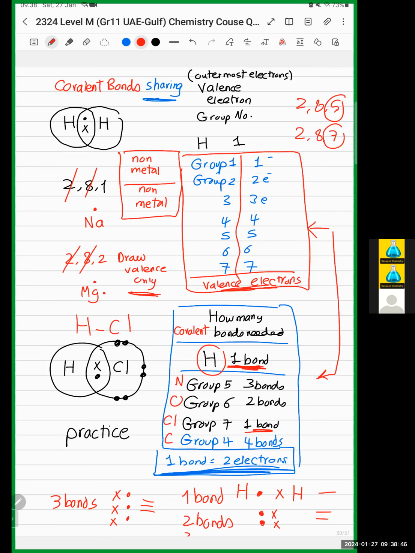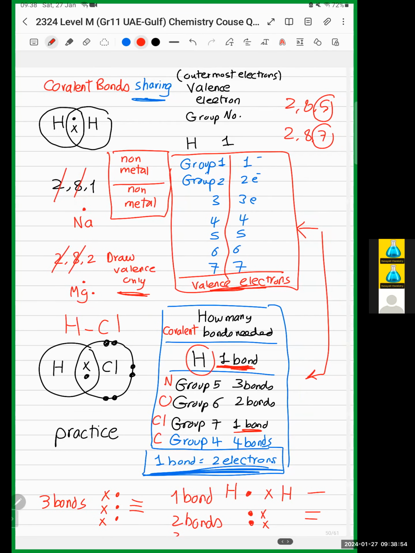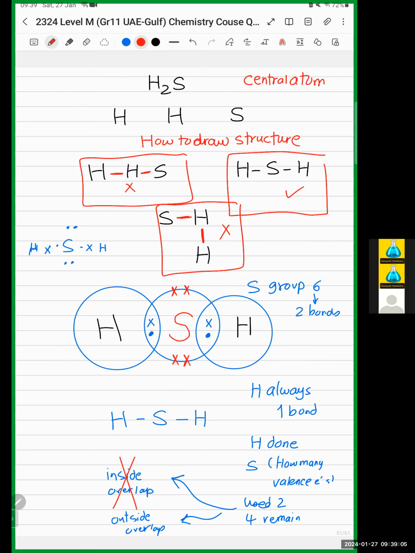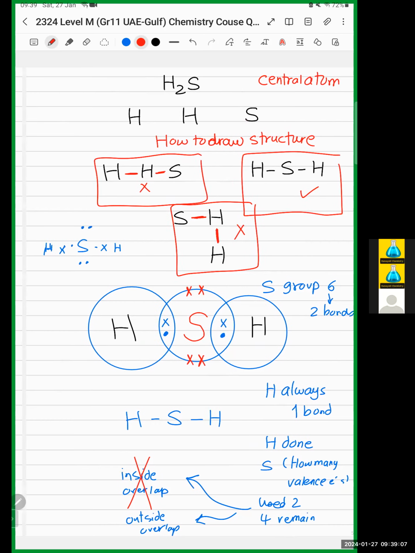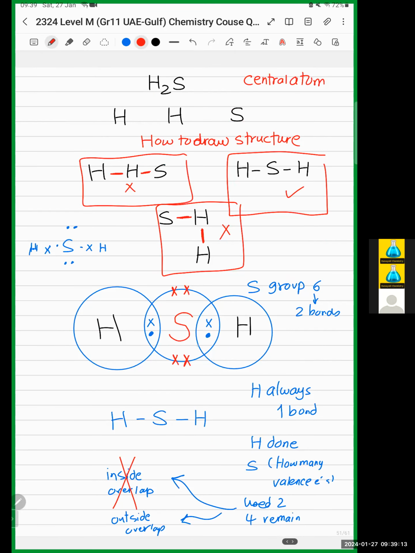They are not bonding. H2S, you find the central atom. You cannot put the hydrogen at the center, otherwise now it makes 2 bonds. We said the hydrogen makes 1 bond only. You cannot put it here like that also. This is a wrong structure, because the hydrogen is also in the middle, it makes 2 bonds. So the only correct structure is this one, where the sulfur is in the middle. The sulfur can make 2 bonds because it's in group 6. Any element in group 6 forms 2 covalent bonds. So this is the first bond, and this is the second bond.